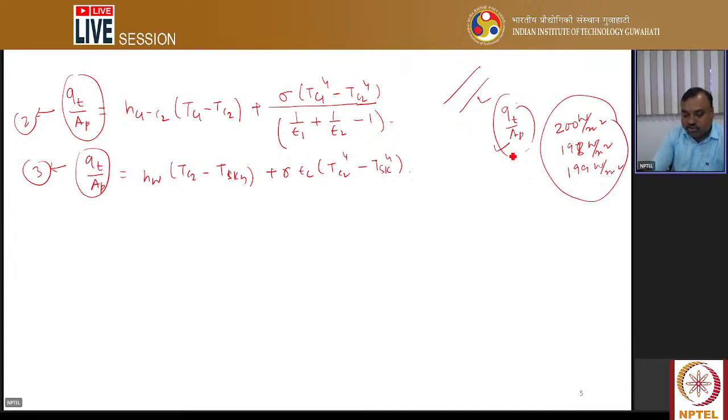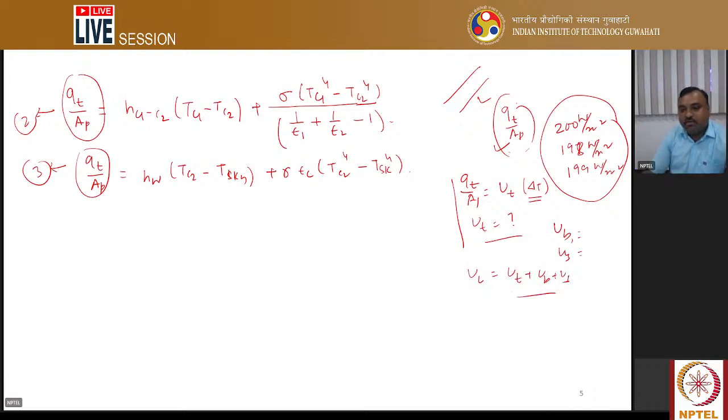Okay, so once you know this QT by AP, you know the expression for how to calculate UT. Because this QT by AP is nothing but UT times delta T, the temperature difference. So once you know this temperature difference, you can find out what UT is. And the other expressions for calculation of UB and US are known to you. Then finally you can find out UL. It is nothing but UT plus UB plus US.